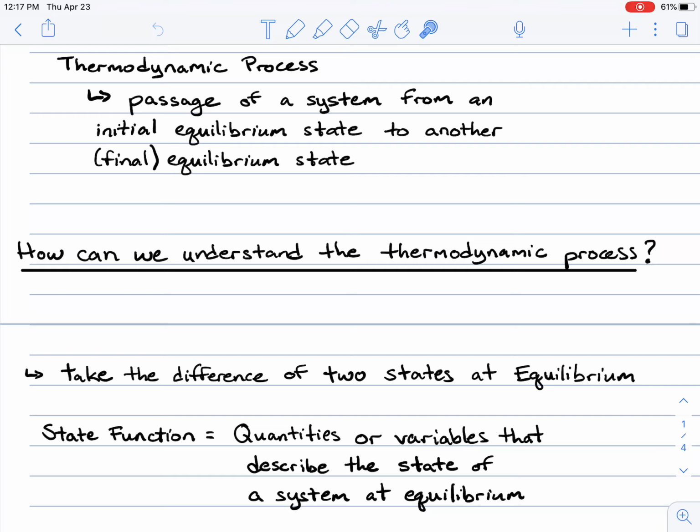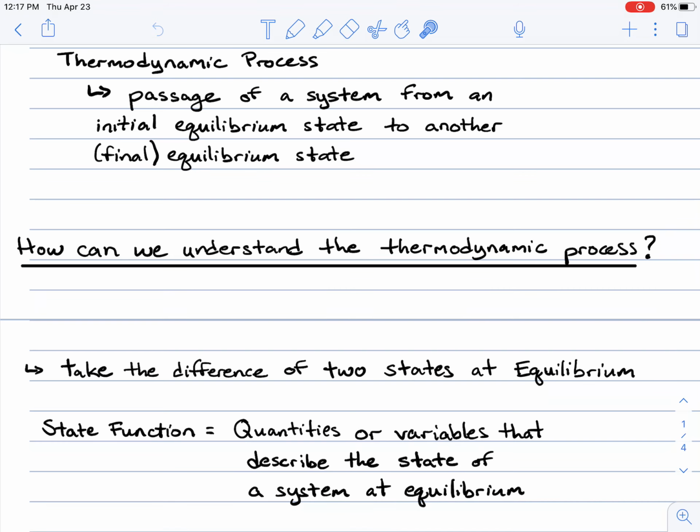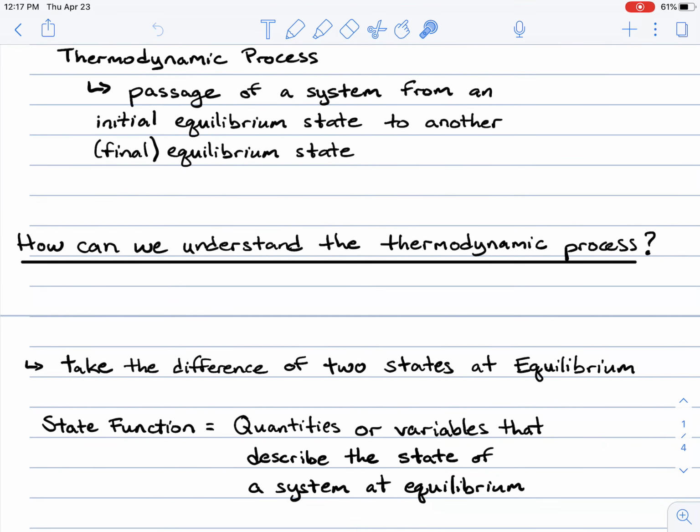And so for us to be able to understand the thermodynamic process, we need to have some type of descriptors that describe a specific perspective of the system at equilibrium. And so this is where state functions come in. State functions are quantities or variables or descriptors that describe the state of a system at equilibrium. And you guys have actually worked with state functions way before this chapter.